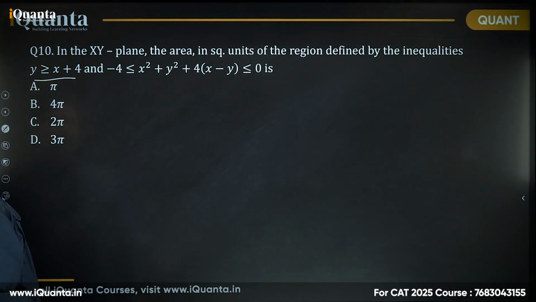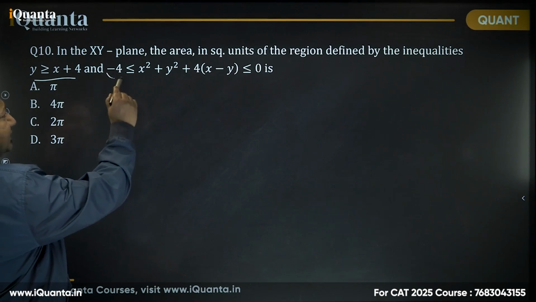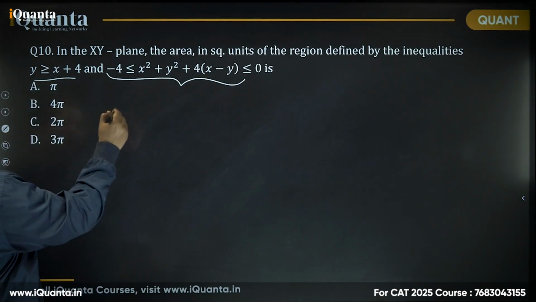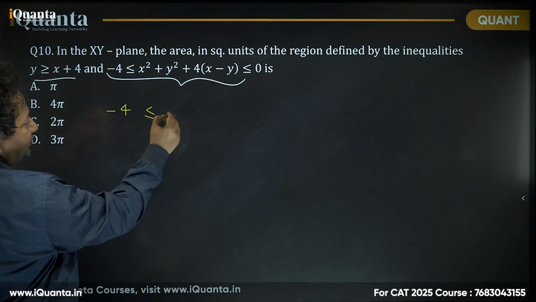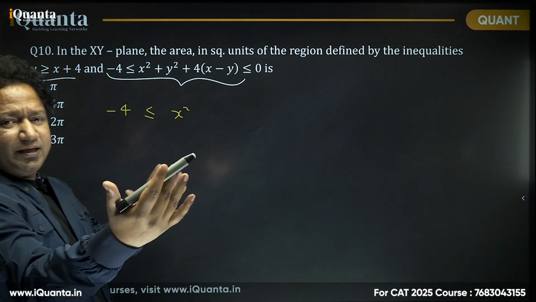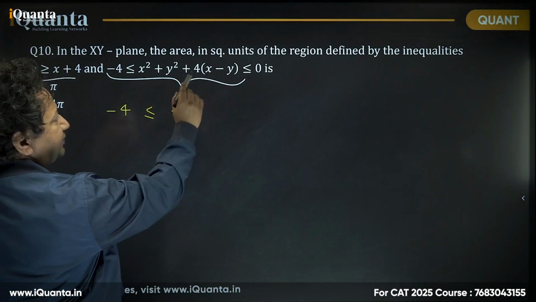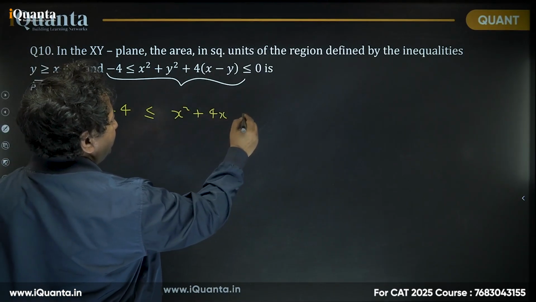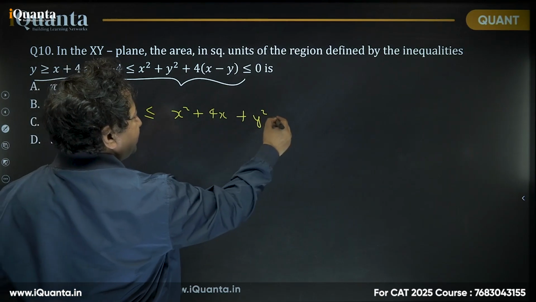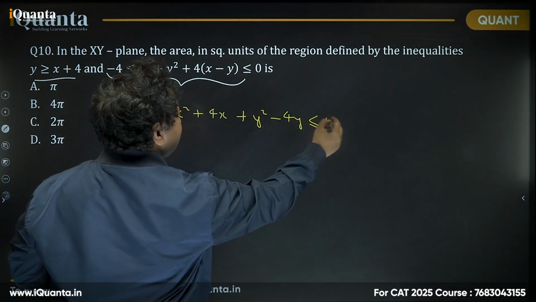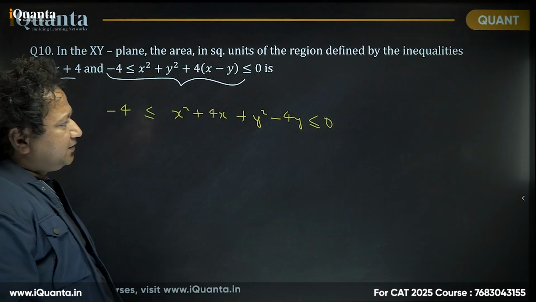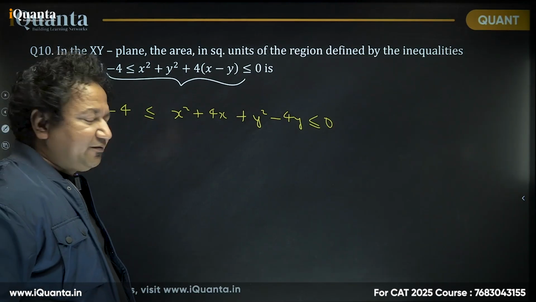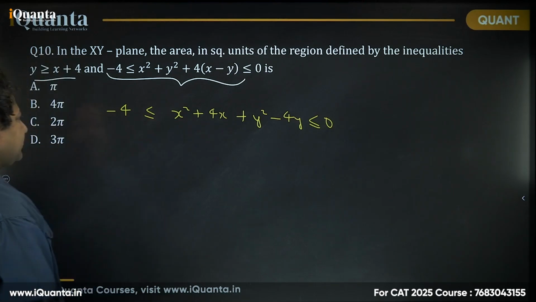To solve this, let us try to evaluate this inequality. This is more complex, so I can do one thing. This is minus 4 less than or equal to x square. Let me have all the elements of x together. If I open the bracket, plus 4x. Here I have y square minus 4y is less than or equal to 0. This looks like an equation of a circle, because in the equation of a circle, both x and y have degree 2.